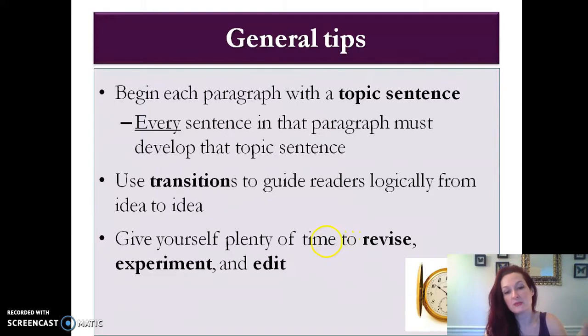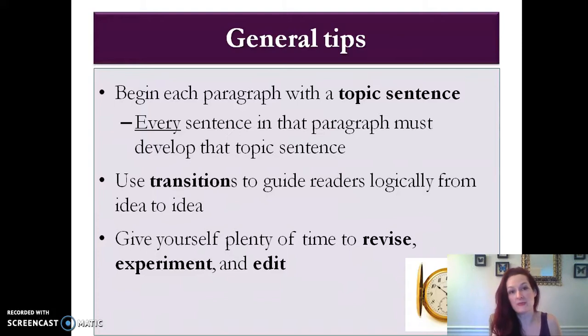Lastly, you want to give yourself plenty of time to revise, experiment, and edit. So you do not want to be writing this paper the night before it's due, the night before your deadline. I'm as big a procrastinator as anybody, but it's a bad idea because a manuscript has to ripen. You have to give yourself time to engage in the thinking process of writing.